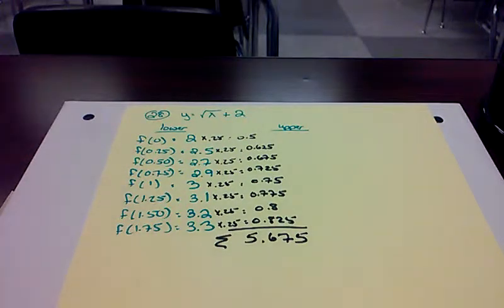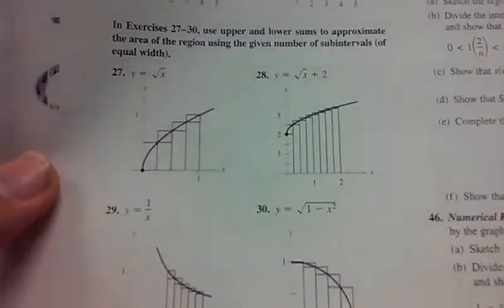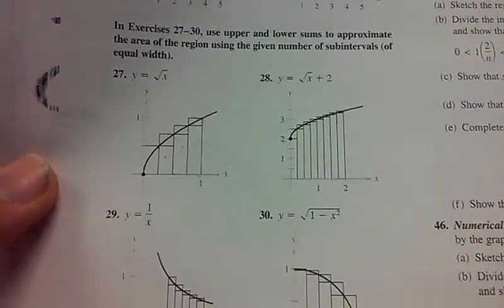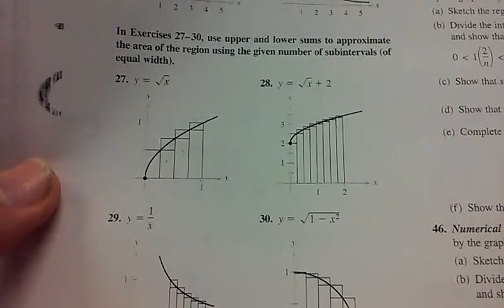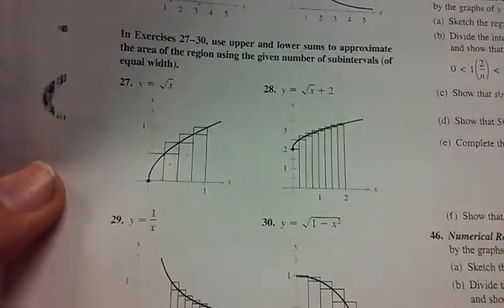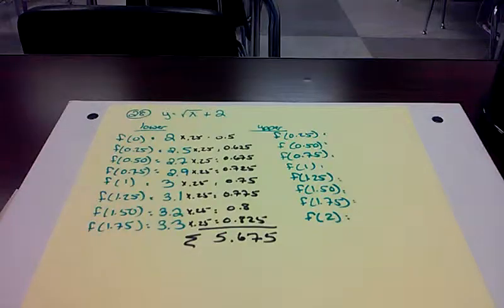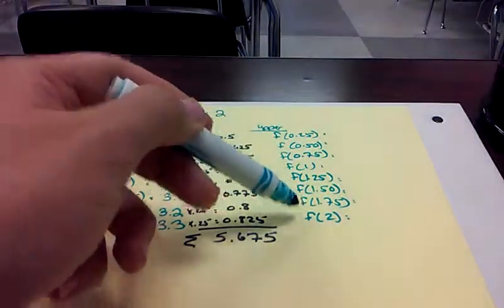To do my upper approximation, if I go back and look at my function, notice this time I'm not going to use 0. I'm just going to evaluate it at 0.25, 0.5, all the way up to 2. So that's what I'm going to do. All right, so now I need to evaluate each one of these values. Thankfully, most of them are the same as the others. The only one I've really got to do now is f of 2.